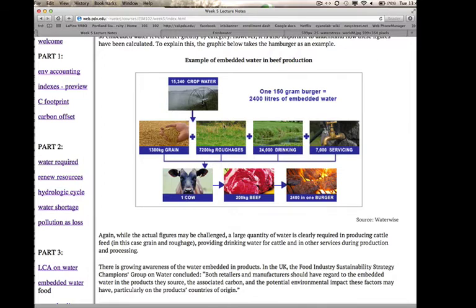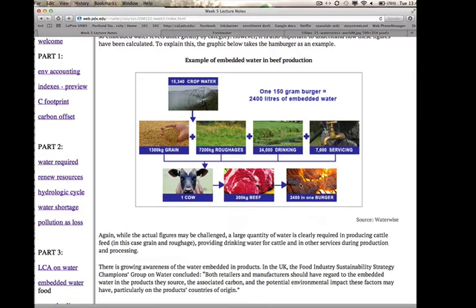So you have all this water going in to make one cow. Then out of that cow you get 200 kilograms of beef, and then you divide that total amount of water that was used there by how many hamburgers that 200 kilograms of beef would make, and the answer you get is 2,400 liters of embedded water per 150-gram burger. So this shows a huge amount of embedded water.